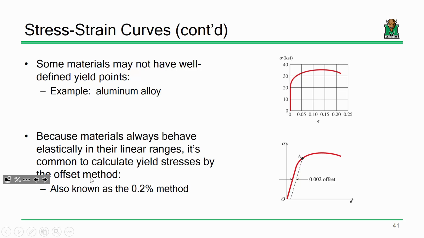Because everything below the yield stress would be linear, okay? In other words, I apply a load, I let it go, it goes back to the way it was, which is really great in terms of design, okay? I don't want to design some component that, if avoidable, is going to be yielding over and over again.